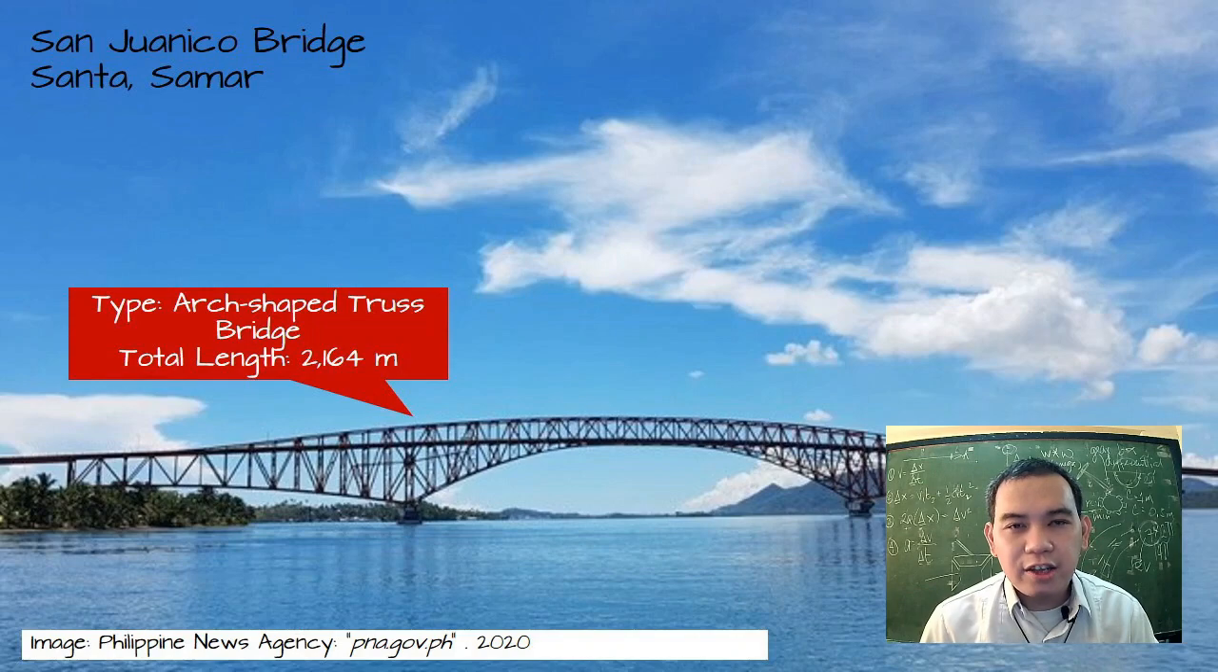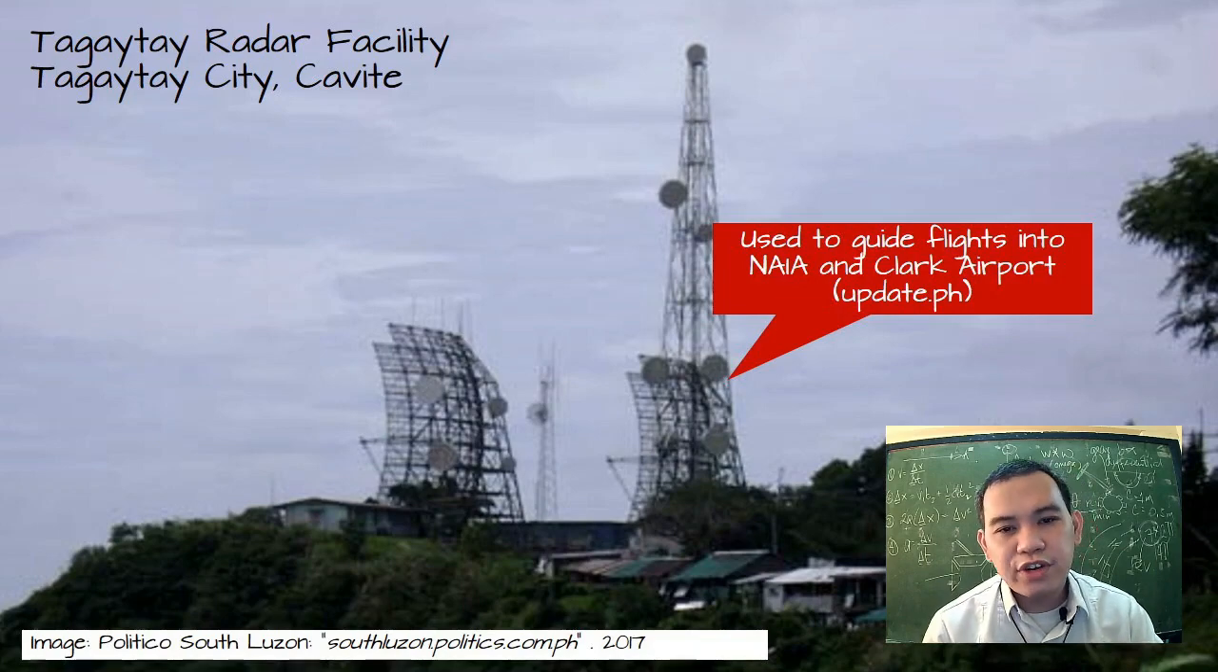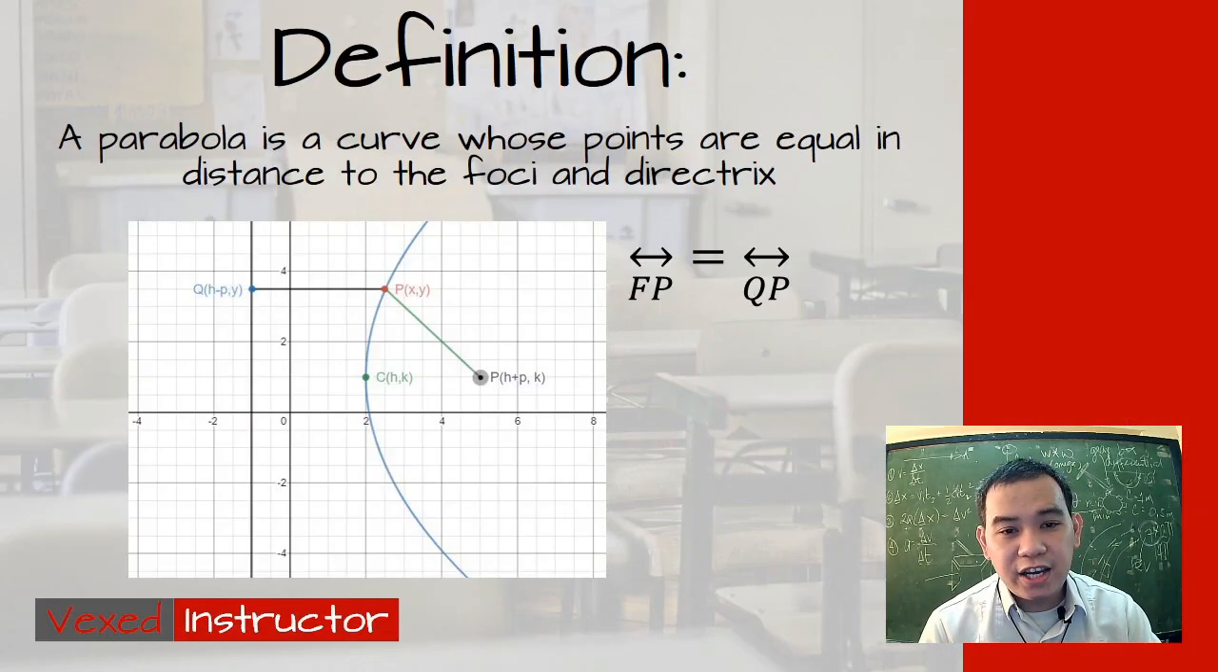Parabolas are a common conic figure in engineering that is used to manipulate how forces react in structures and to focus radio waves to a single point in space. Properly defined, a parabola is a curve whose points are equal in distance to the foci and directrix.